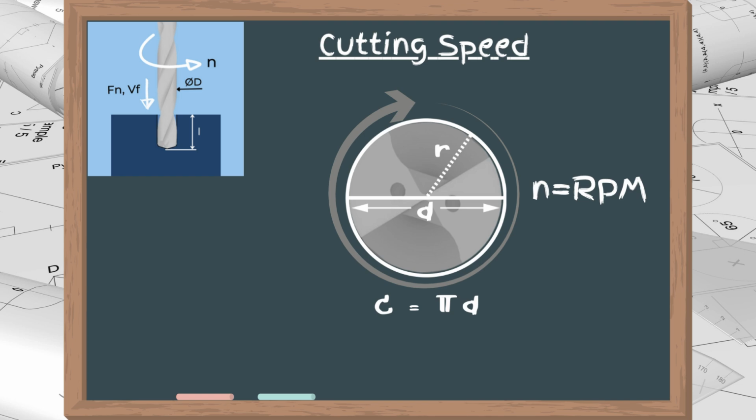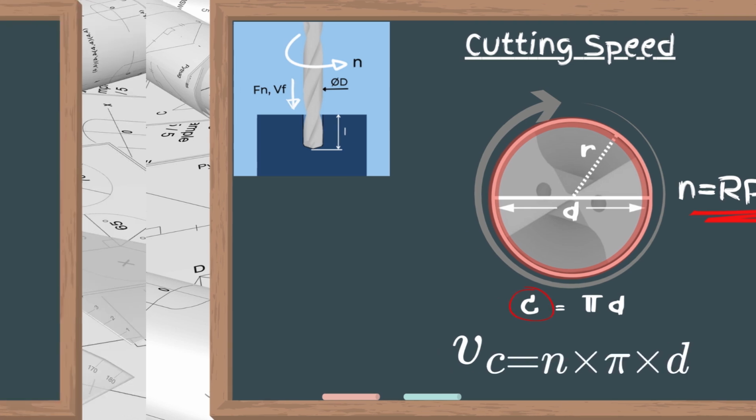Let's start with cutting speed. Cutting speed is the relative linear velocity between the drill and the workpiece. It is the product of the spindle speed by the circumference. Since the circumference equals pi times the diameter, the formula for VC is n times pi times d.